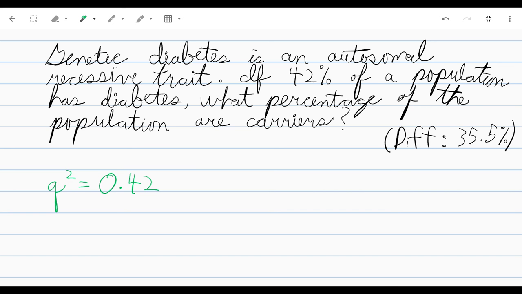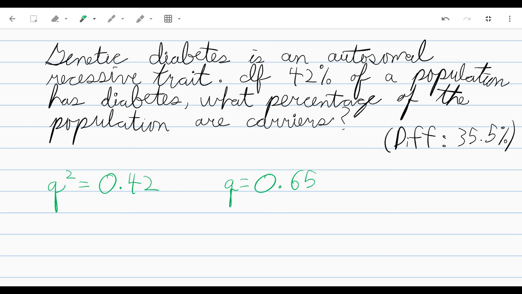Once we know what q squared is, we can solve for q. It is just going to be the square root. And again, this is why I think people struggle with this question, because if you take the square root of 42, you're going to get a very different answer than the one that you need. So approximately q is going to be equal to 65 hundredths. So about 65% of the alleles in this population are the alleles for the recessive diabetes trait.